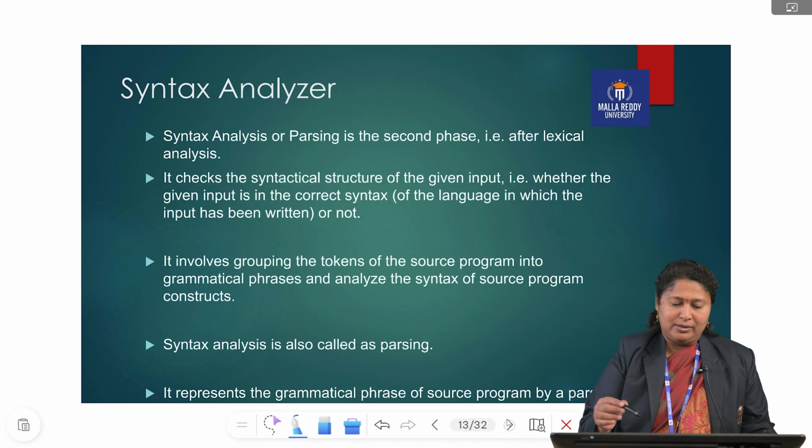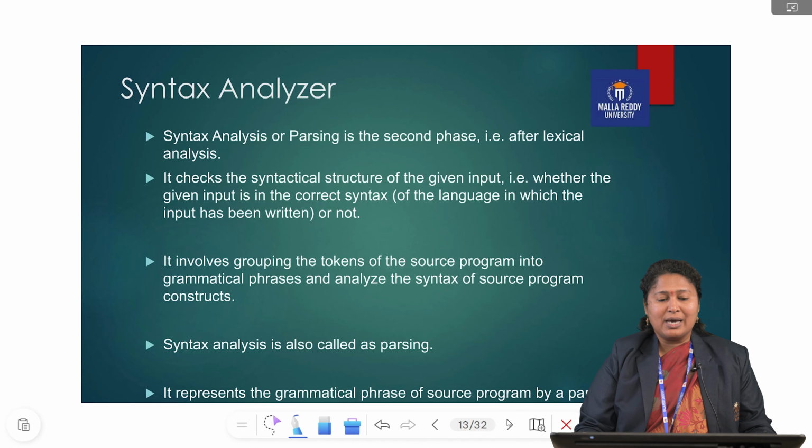So now coming to the second phase of the compiler. The second phase of the compiler is the syntax analyzer. It is also known as parsing. Here the syntax analyzer checks the grammatical phrase of the source program. It checks whether the statement we have given is according to grammar or not. If it is not according to grammar, it gives us an error message which we need to rectify.